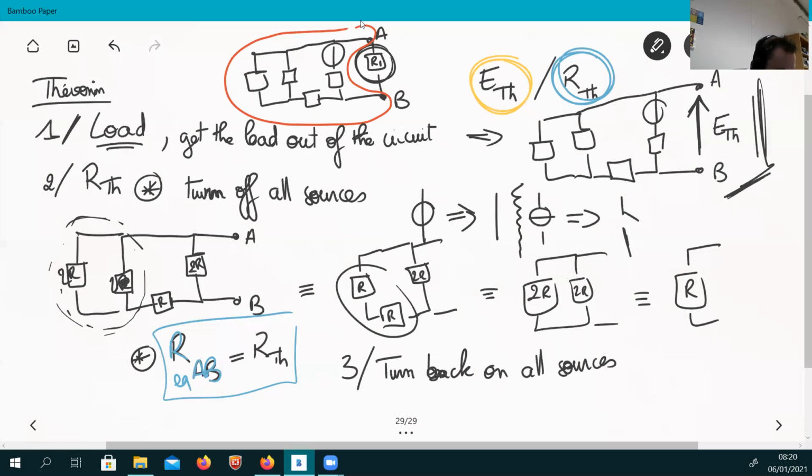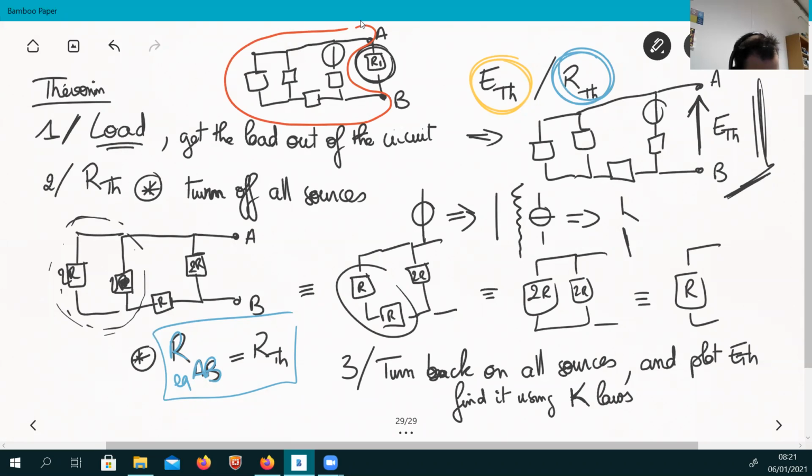So at the very end, you have both parameters and you are done with your simplification. Turn back on all sources and find ETH using Kirchhoff law.